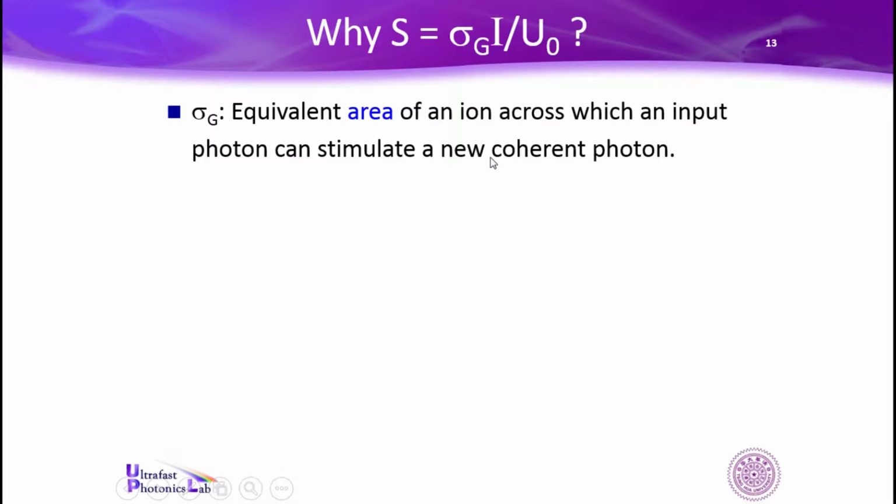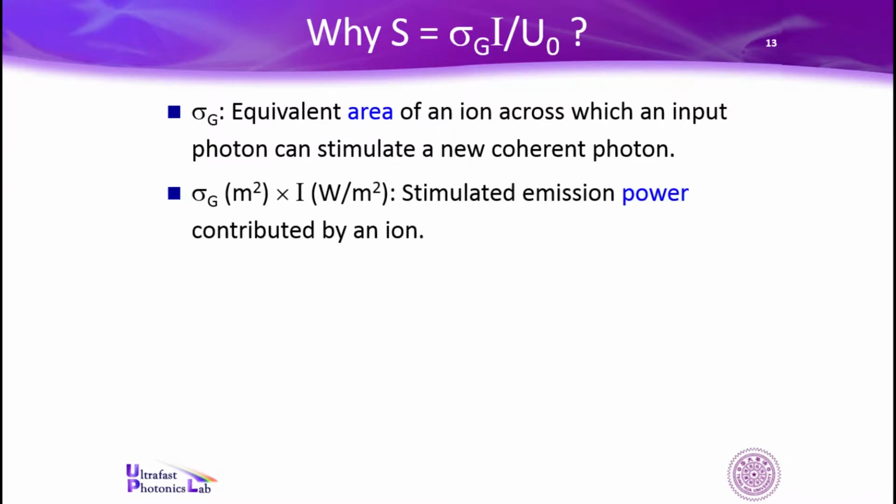And the next question is why the stimulated emission rate S is defined by sigma g times I over U0, as shown in the lecture slide. So I use this supplementary slide to justify why this definition is reasonable. Let's start with sigma g as shown in the previous slide. Sigma g means the equivalent area of an ion across which an input photon can stimulate a new coherent photon. This is the definition, right?